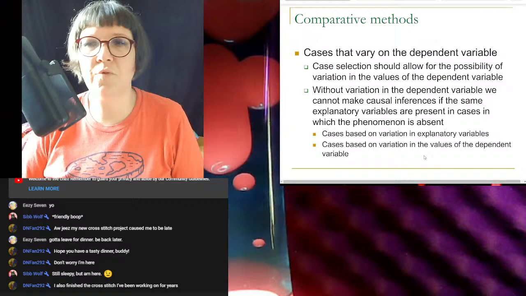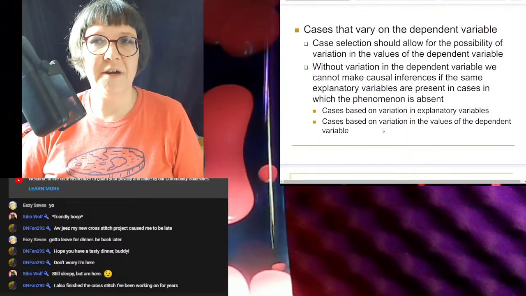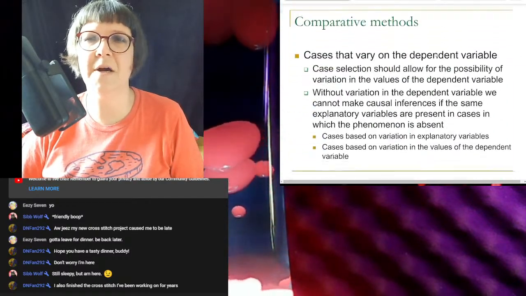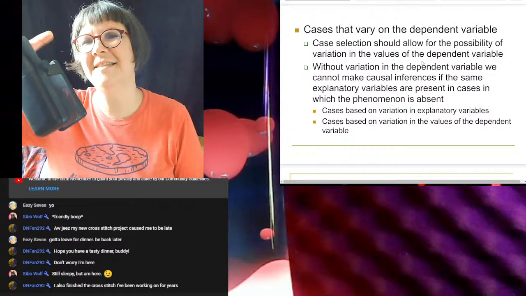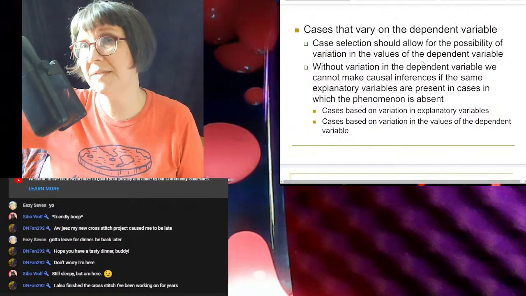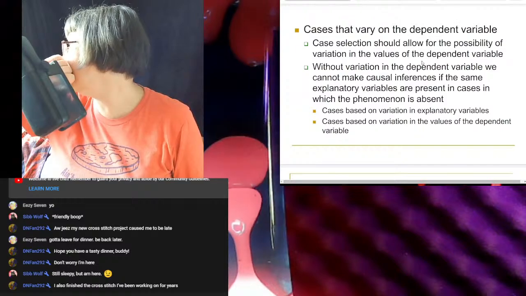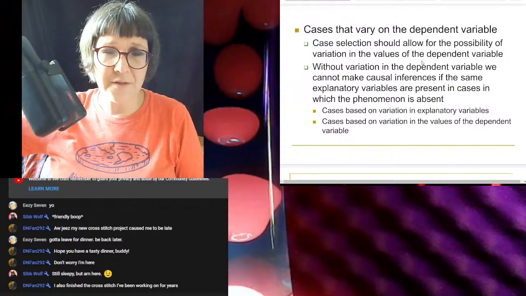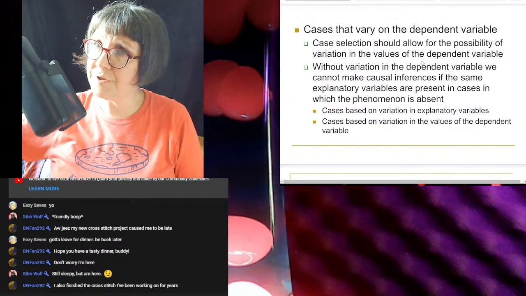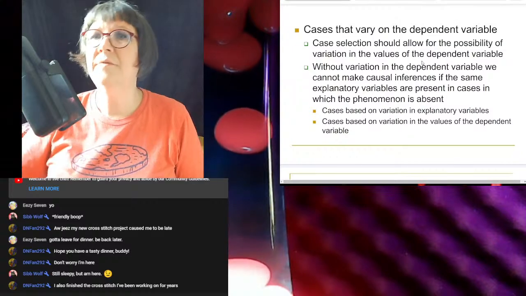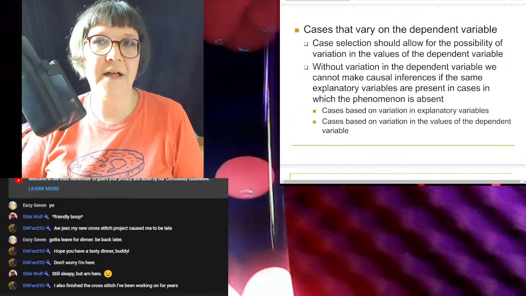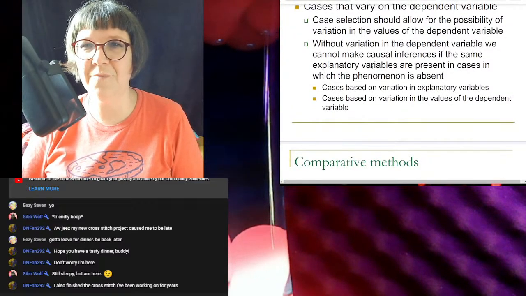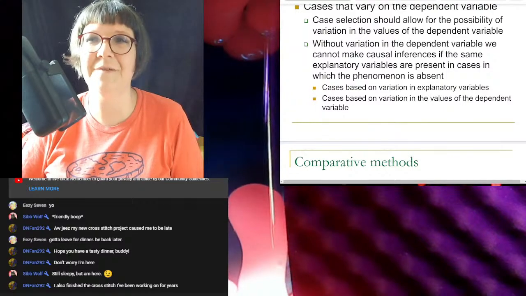Okay, so you're just being rigorous again. If you have cases that vary on the dependent variable, that case selection should allow comparable cases. If you're looking for countries, then the dependent variable is the thing that we want to explain. It's our why. And the question we're going to take is, what are the factors in common in countries that have achieved marriage equality by 2020? So we'll want to look for variation in the values of the dependent variable, because without variation in the dependent variable, we can't make causal inferences.